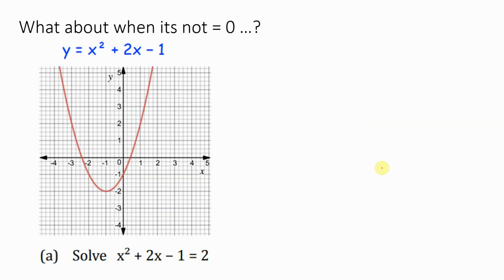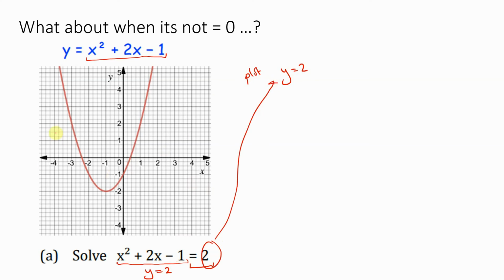Okay. And then what if this doesn't equal 0? Which is what we've got here, equals 2. Again, this is y. This is the same thing, y. So y equals 2 is basically what this is saying to us. So I'm going to plot the line y equals 2 because this equals 2. So if I plot y equals 2, remember that's a horizontal line, a line where all the coordinates have y equals 2. So 0, 2, 1, 2, 2, 2, 3, 2, etc. This is the line y equals 2.